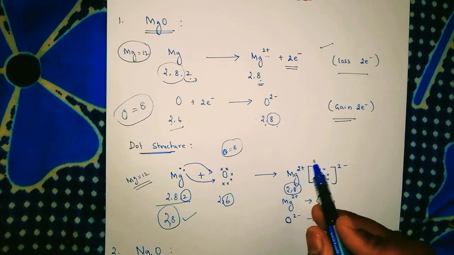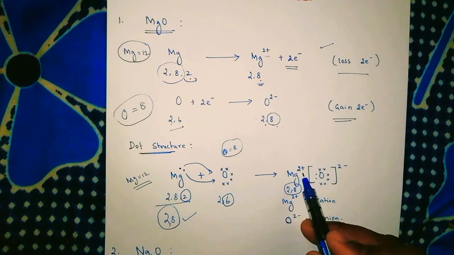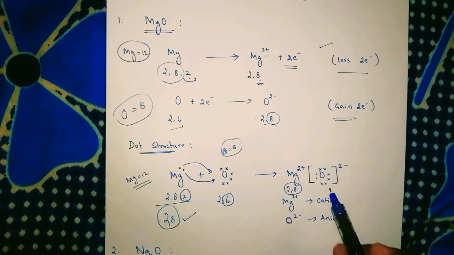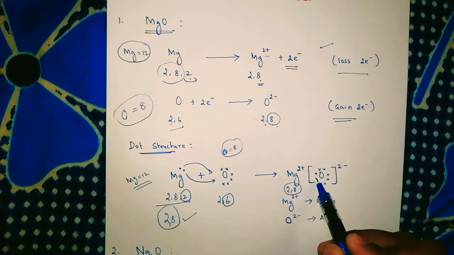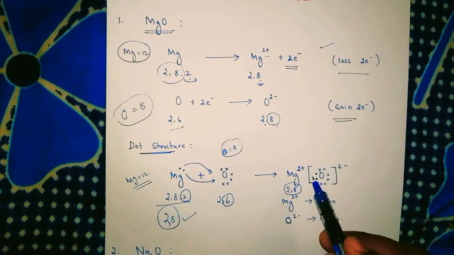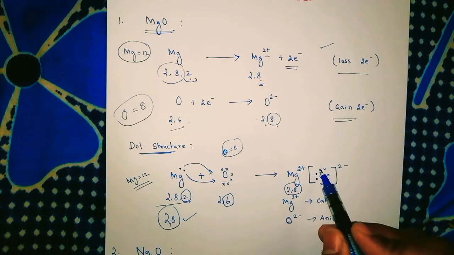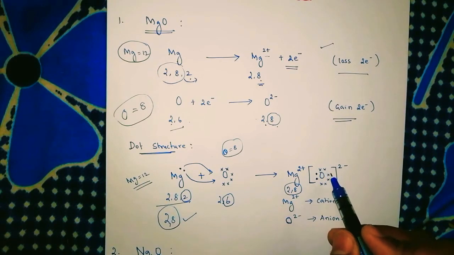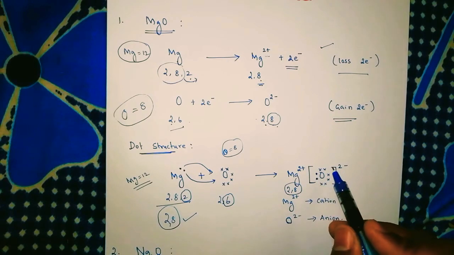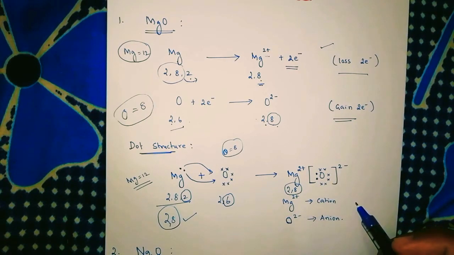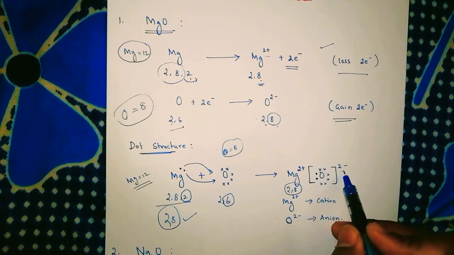That means 2 electrons go out. That is why it is attaining 2 plus. Magnesium lost 2 electrons. And oxygen, what happened? After gaining these 2 electrons from magnesium, now you count the number of electrons in the last shell. 1, 2, 3, 4, 5, 6, 7, 8. It became an octet configuration. That means gaining of 2 electrons.